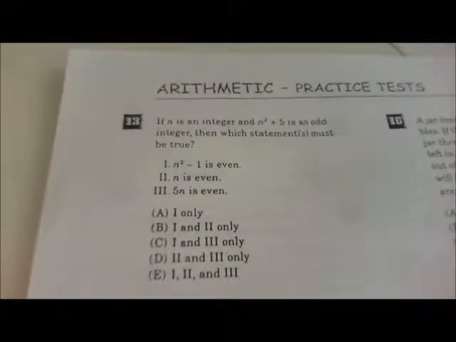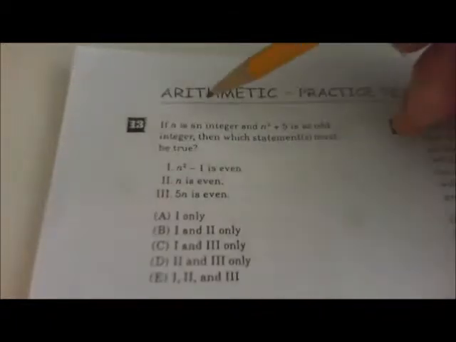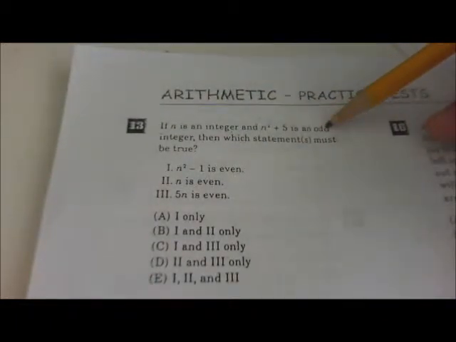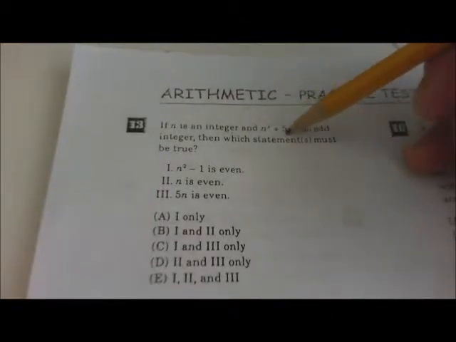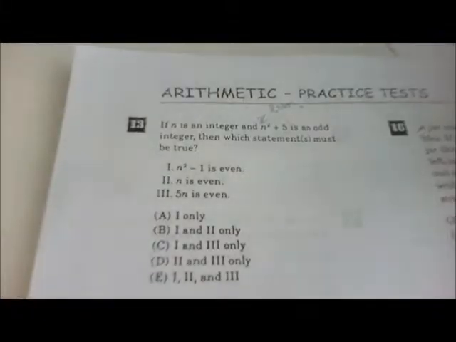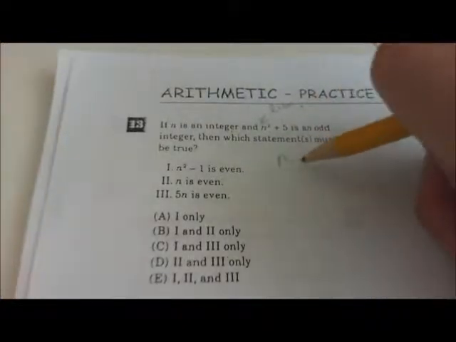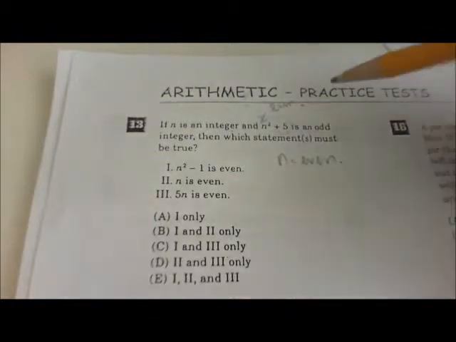Now let's continue with question 13 on practice 3. Question 13 says that if n is an integer and n squared plus 5 is odd. So you notice that in this case, if n squared plus 5 is odd, then n squared must be even. So if n squared is even, n must be even. Alright? So this is very simple. They said must be true.